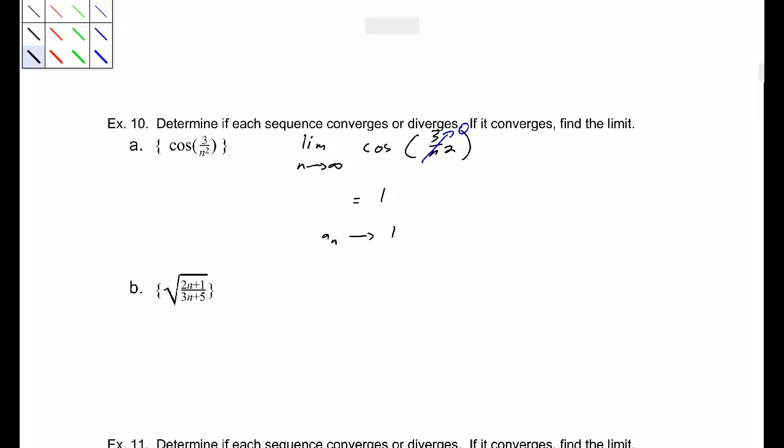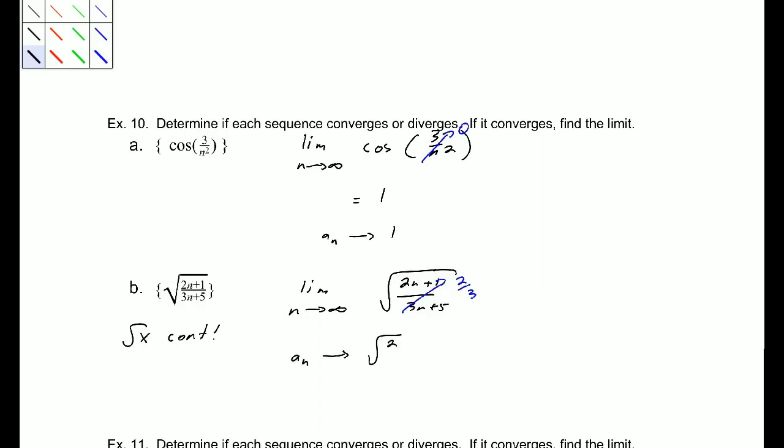The square root function is also continuous. So we can take the limit of the square root of 2n plus 1 over 3n plus 5. This limit is going to 2/3. So a_n converges to the square root of 2/3, which is the square root of 6 over 3 if you'd like it rationalized. So it converges to the square root of 6 over 3.